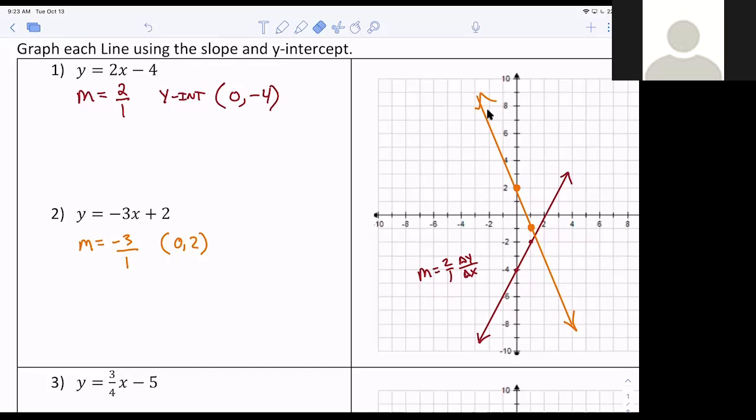Mine says syntax. Syntax error means you're trying to tell the calculator to do something it doesn't understand. You typed in a subtraction instead of a negative. All right, that's what the problem is. Syntax error means you're telling the calculator to do something and you didn't tell it correctly what to do.